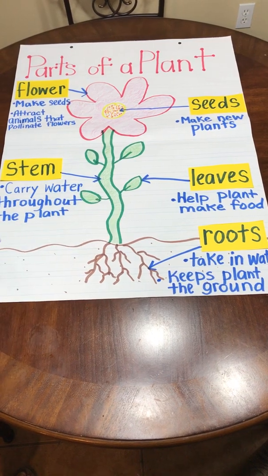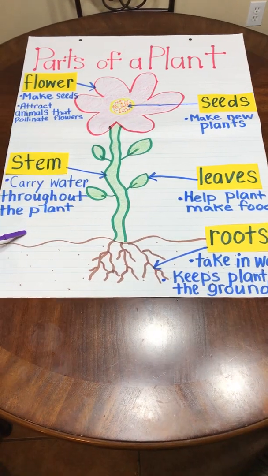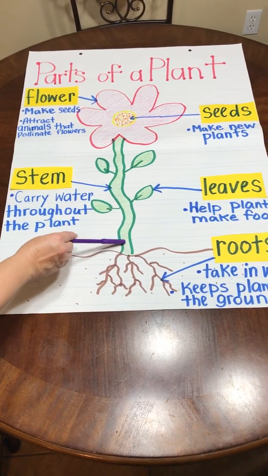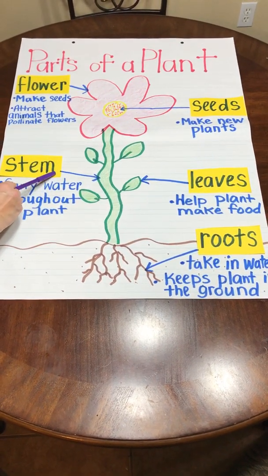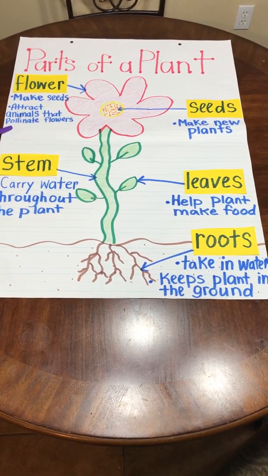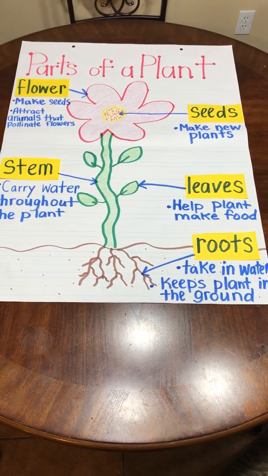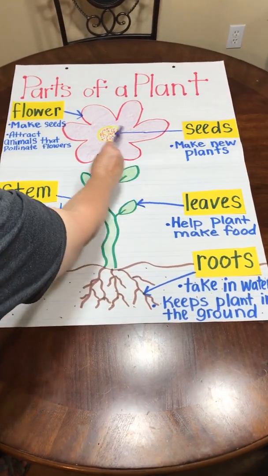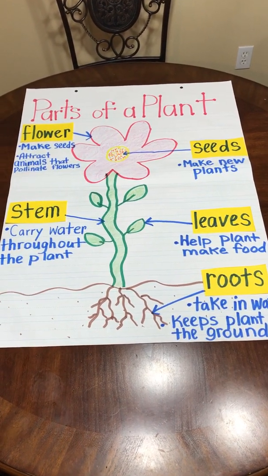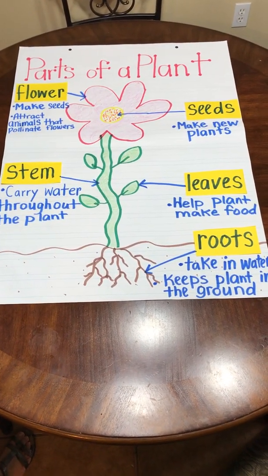The leaves of a plant help the plants to make food. The stem carries water throughout the plant. So the roots absorb the water and then the water is carried up through the plant, through the stem. We then have the flower. The flower makes seeds and the flower also attracts animals that pollinate flowers. Then we have the seeds over here. The seeds are in the center. The seeds will help make new plants. So these are the different parts of the plant that help all plants meet their basic needs.